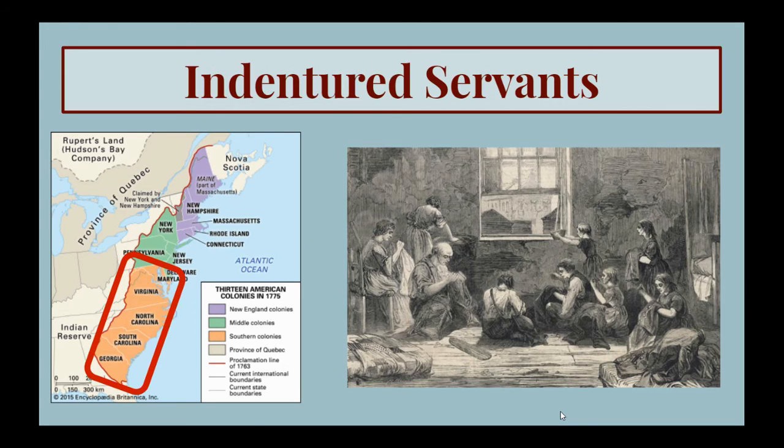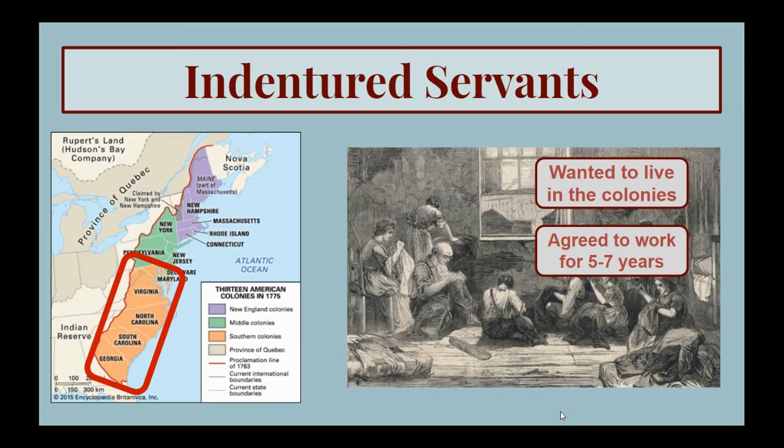Our next group is the indentured servants. Indentured servants, again, were mostly in the South. They were a little bit in the Mid-Atlantic, but for the most part, they were in the southern region. These were people who wanted to live in the colonies, but they could not afford the passage to get over here. They couldn't afford the boat ticket to come across the Atlantic Ocean into the New World. So instead of never being able to come here or trying to find enough money for a boat ticket, they agreed to work for 5 to 7 years.